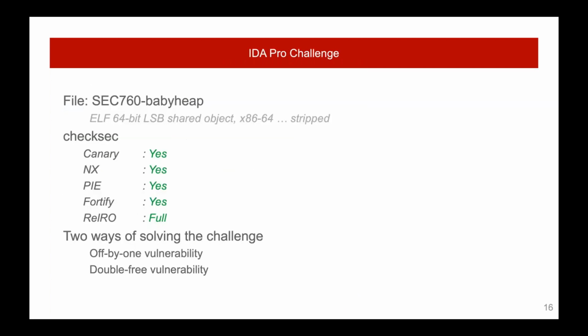Now, speaking about the challenge itself, only one binary was provided. That was the SEC760 baby heap. That's a 64 bits ELF stripped binary. And if you see all the protections, it was compiled with everything, right? So the only one that concerns us, especially when we speak about heap exploitation, is relocation read-only, full RELRO. So what it does is that it marks the global offset table as read-only. So we're not able to overwrite any GOT address. That's really bad for us. But there's a way to bypass this protection.